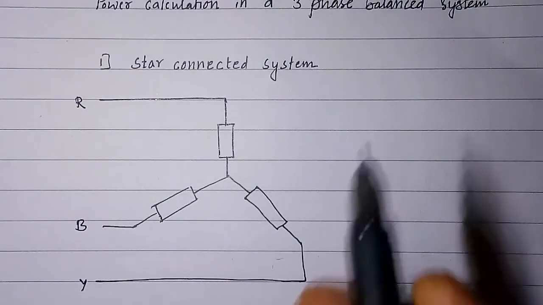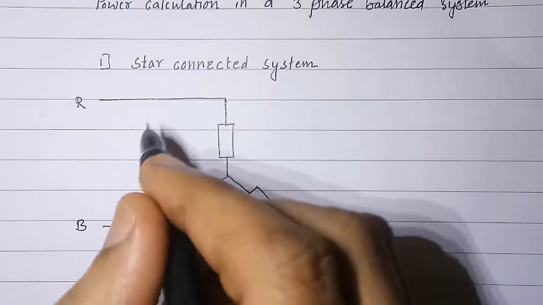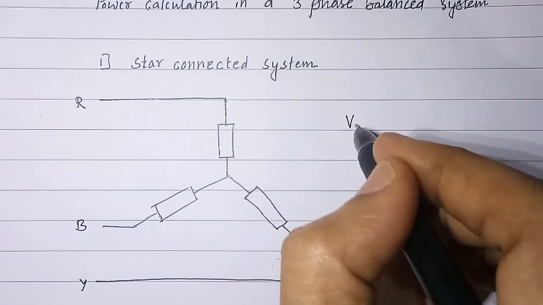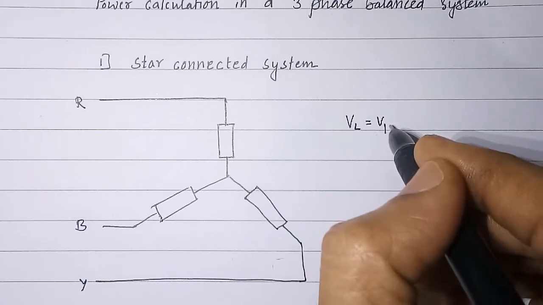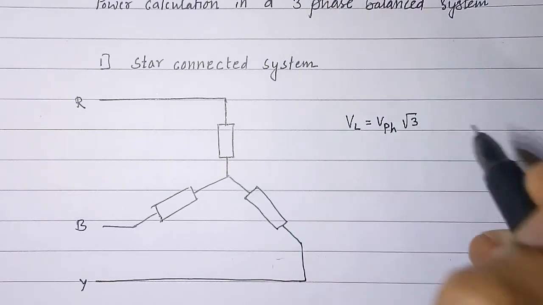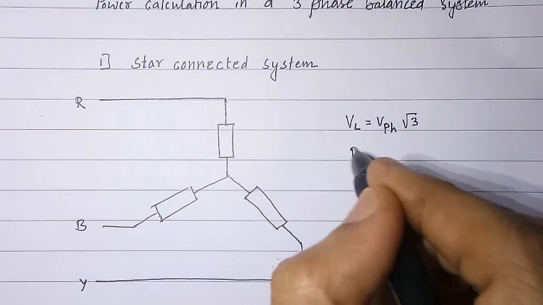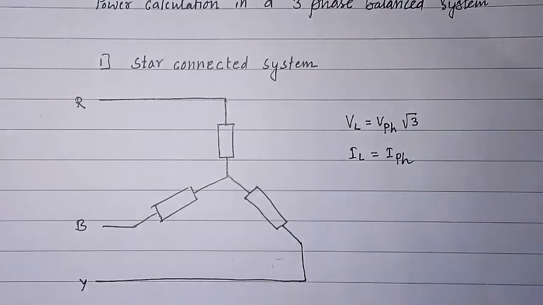RYB are the three lines here. We know that in star connected system, line voltage is equal to root 3 times phase voltage, and line current is equal to phase current.